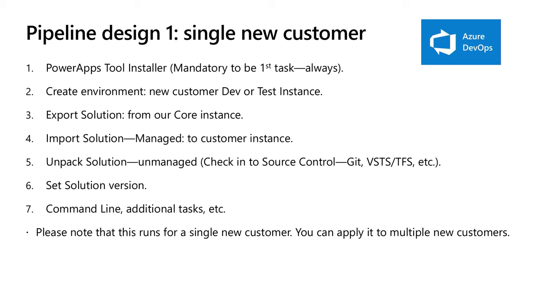So we take it directly from the core instance, we import it as managed to the customer instance, and then we do all our additional processes. Additional processes can be a variety of things. You can check in to TFS, you can set the solution version, you can run some command lines, and with the wider Azure DevOps tasks, you can run quite a few of these to do some additional tasks. You can have that pipeline for every new customer.